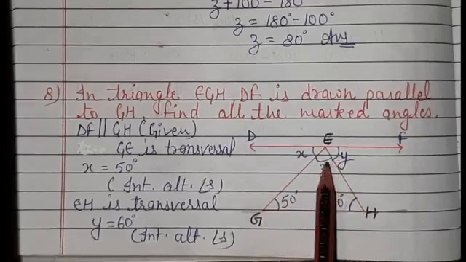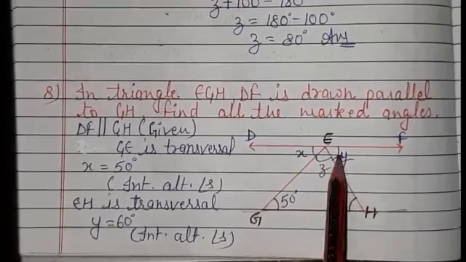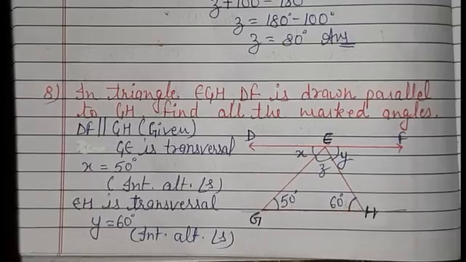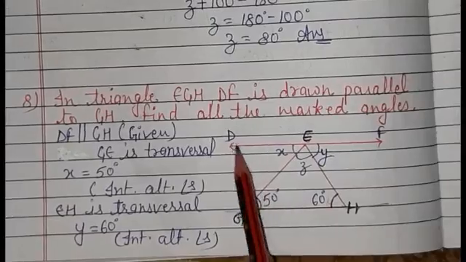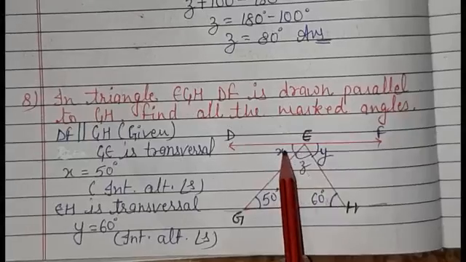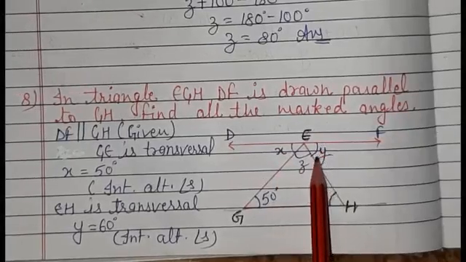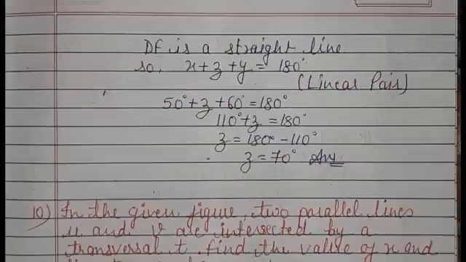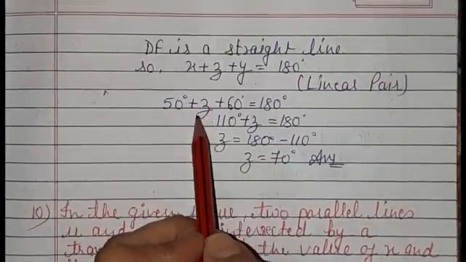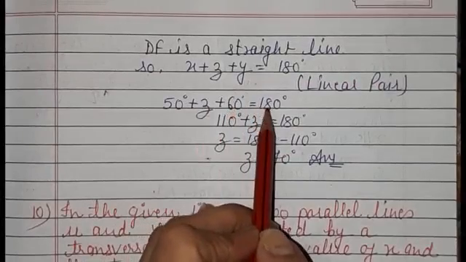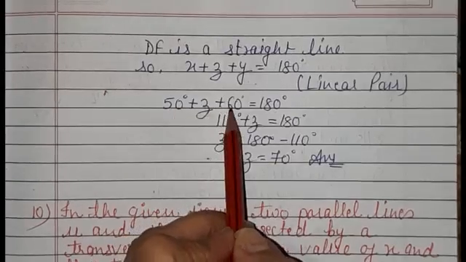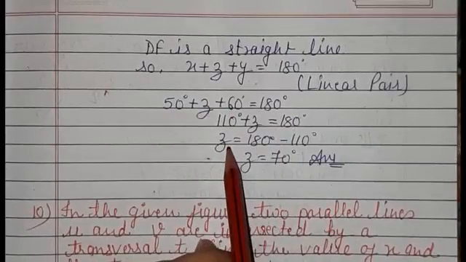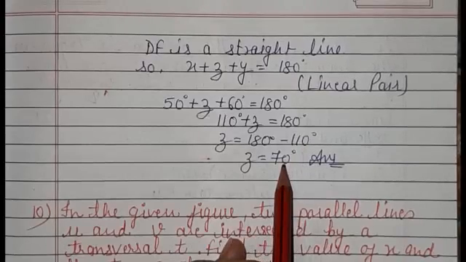Right? Similarly, EH will be transversal. So angle Y is equal to 60 degree because of alternate interior angles. And now we know that DF is a straight line. So angle X plus angle Z plus angle Y, these three angles sum is equal to 180 degree because of linear pair. Here X is 50 degree plus Z and Y is 60 degree is equal to 180 degree. 50 plus 60 is 110 plus Z is equal to 180 degree. Angle Z value is 180 minus 110, 70 degree.